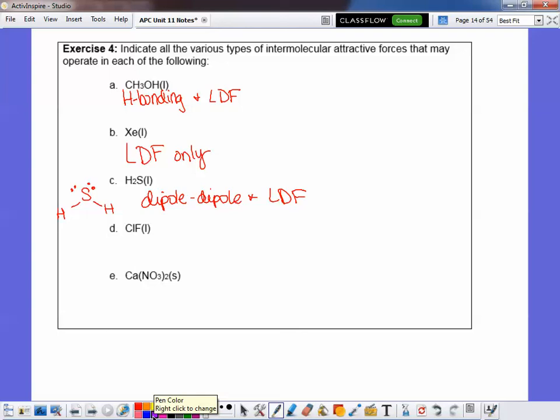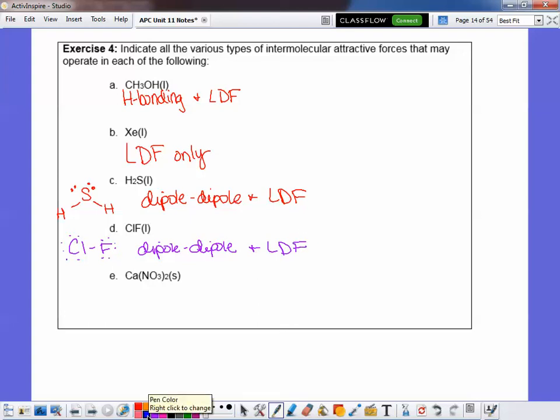ClF. That's an L, not an I. ClF. It would be dipole-dipole because fluorine, that's a polar bond. Fluorine is much more electronegative than chlorine, or that difference is like 0.5. So it is a polar bond. It's a slightly polar, but polar bond. So this would be dipole-dipole. Anything else? And London dispersion forces.